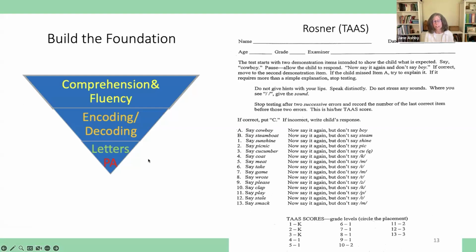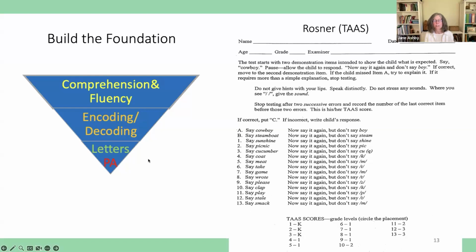It is an older screener. It was published in the 70s. It's been used widely. It's great for any age of child or adult who is having reading struggles. I got my start in adult literacy, and I used to use the Rosner to figure out where to start with phonemic awareness with those students as well.